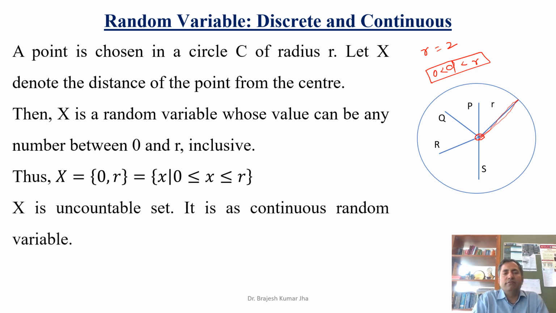So here x is an uncountable set. So it is a continuous random variable. Any measurement, such as distance, length, height, or weight, you can consider as a continuous random variable. But if you are talking about the number of students in a particular batch or classroom, it is a discrete type, because you are counting here. In such a way, random variables can also be defined for such measurements.